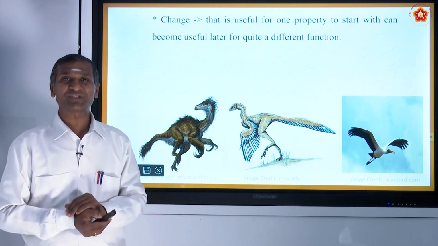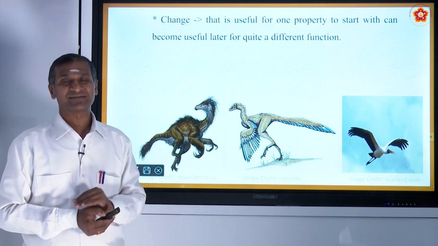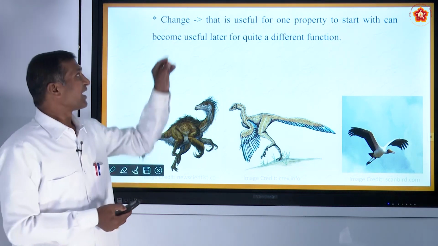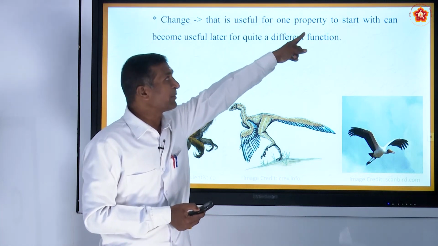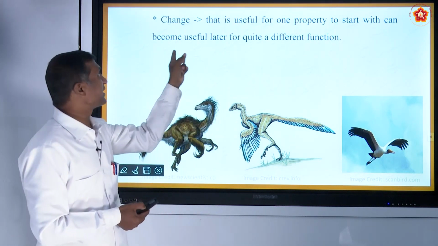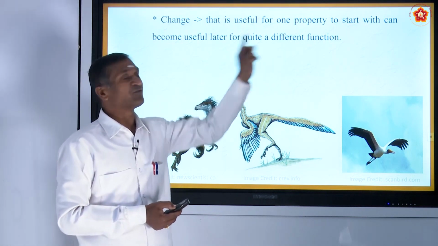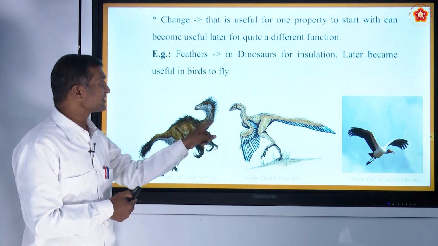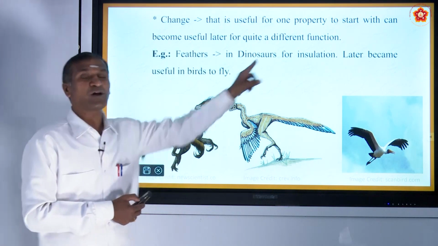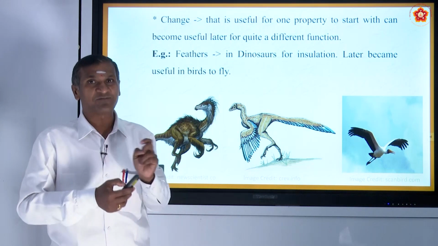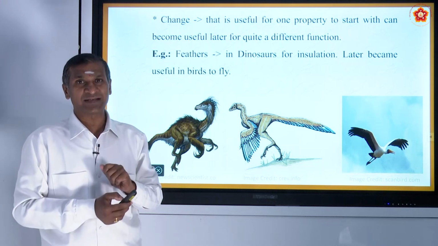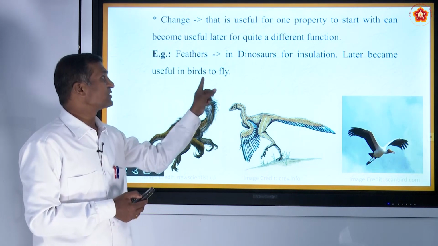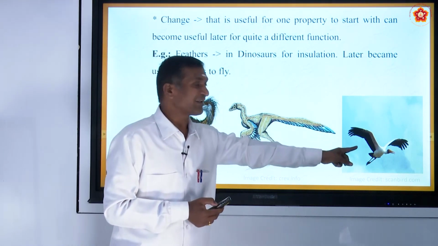Here also the evolution is going to teach us that the changes have taken place bit by bit, and a change that is useful for one property to start with can become useful later for quite a different function also. What it means? If you observe here, the feathers in the dinosaur were for insulation, to protect from cold, just for warmth. But later they became useful in birds to fly.